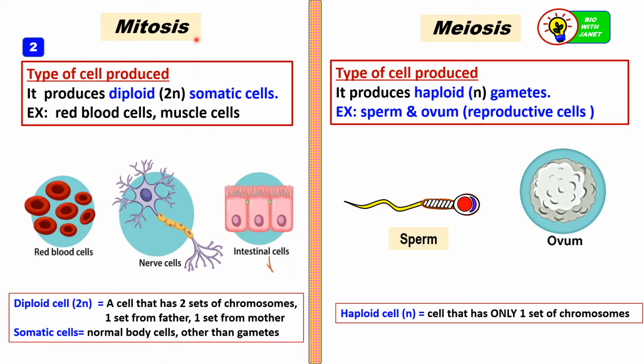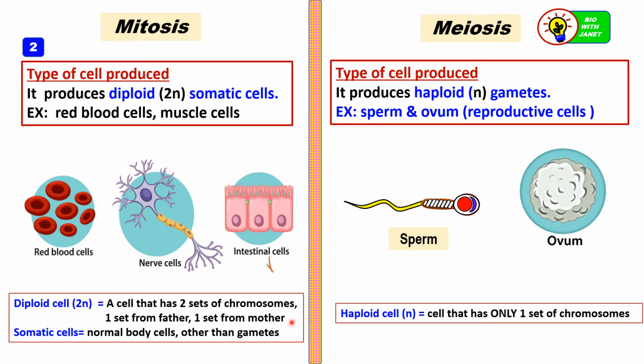Second difference is what type of cell is produced in mitosis and meiosis. So in mitosis, the type of cell produced are diploid somatic cells, such as red blood cells, muscle cells, nerve cells, intestinal cells, cells of the liver, and so forth. Now, what do we mean by diploid? A diploid cell is a cell that has two sets of chromosomes. One set is from the father and one set from the mother.